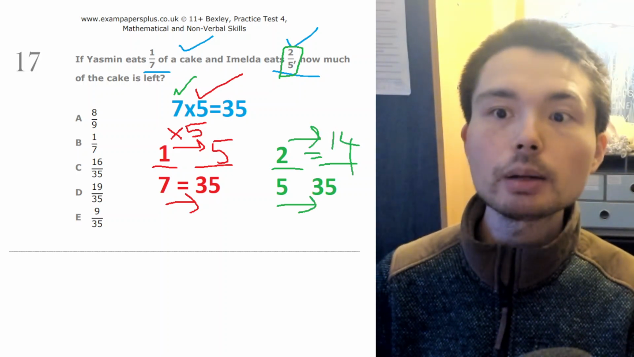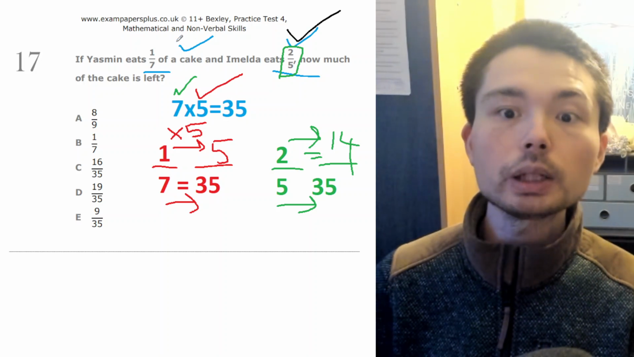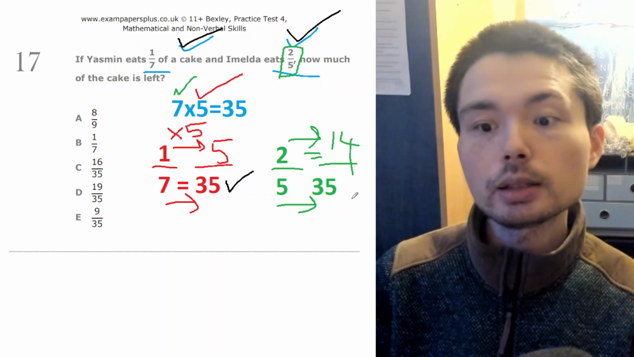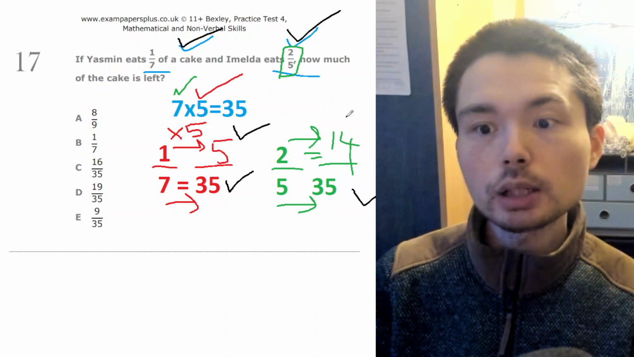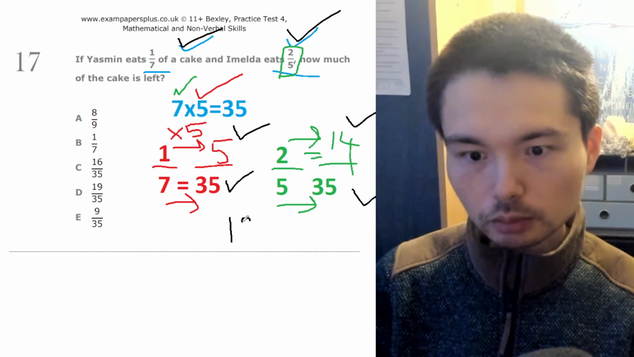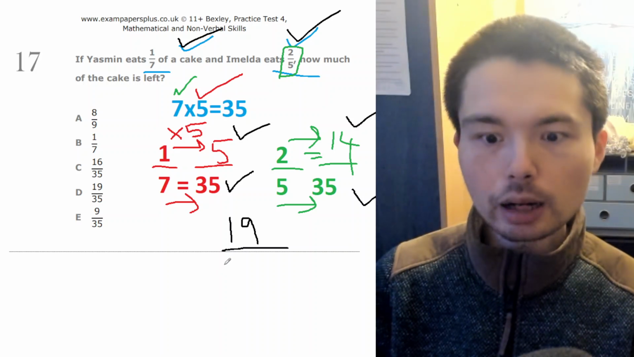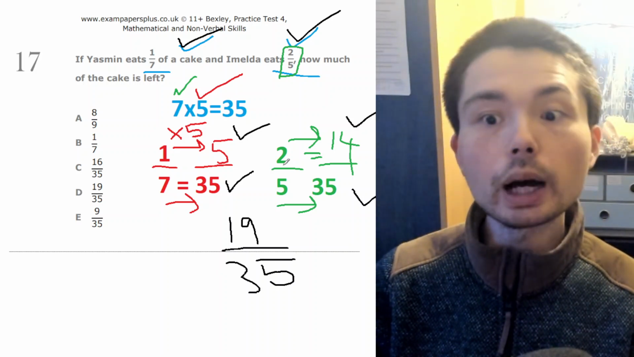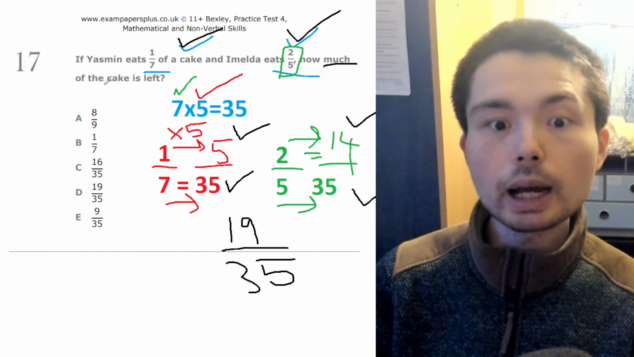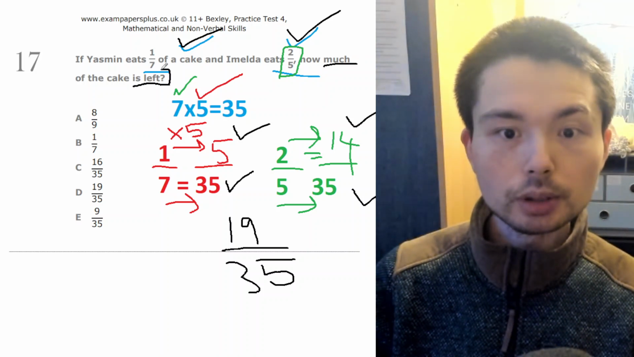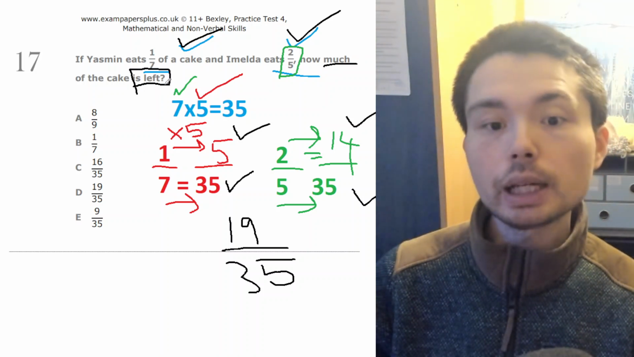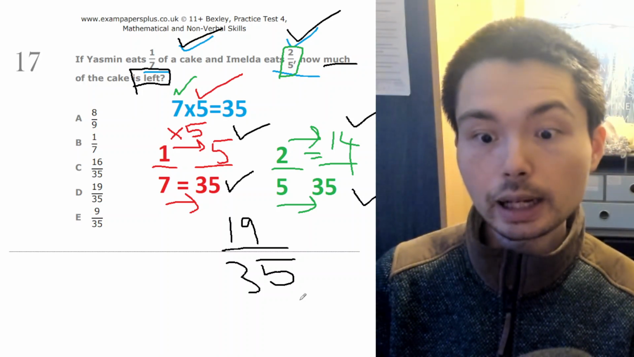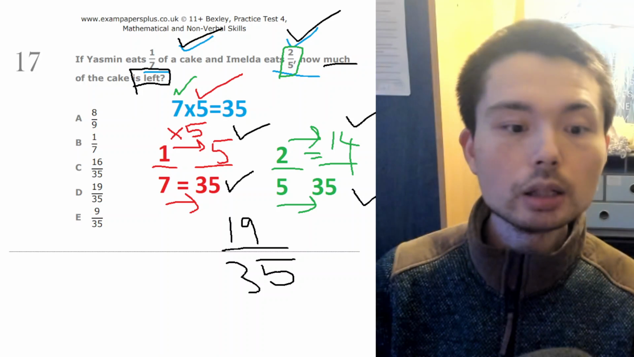We care about the amount eaten so far. We can now add the fractions because the bottom number is the same. 5 plus 14 is equal to 19 out of 35. Is that option there? Yes. They're being really mean. That is not the answer. Why? Because it tests the students who actually read the question. When you eat cake, what tends to matter is how much cake is left. 19 out of 35, we care about the rest.